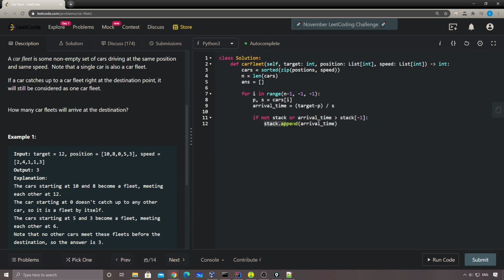Okay, so this is the same thing, right? Basically, if the current car's speed is faster than the previous car fleet, then we simply skip that car. And vice versa, when the current arrival time is later than the previous fleet's arrival time, then we know this car itself has to become its own car fleet, right? And in the end, we simply return the length of the stack. Sorry, the answer. Okay, sorry, this should be the answer.